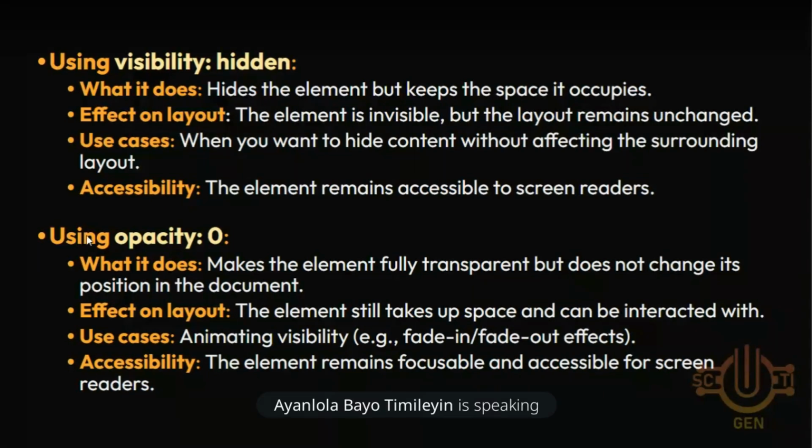And then this last option here is using opacity by setting the value to 0. Or you can set the value from 0, 0 is the lowest and then 1 is the highest. All right. So if you set opacity to 0, what it does is that it makes the element fully transparent, but does not change its position in the document. The effect on layout, the element still takes up space and can be interacted with. Use cases, animating visibility, e.g. fade in and fade out effect.